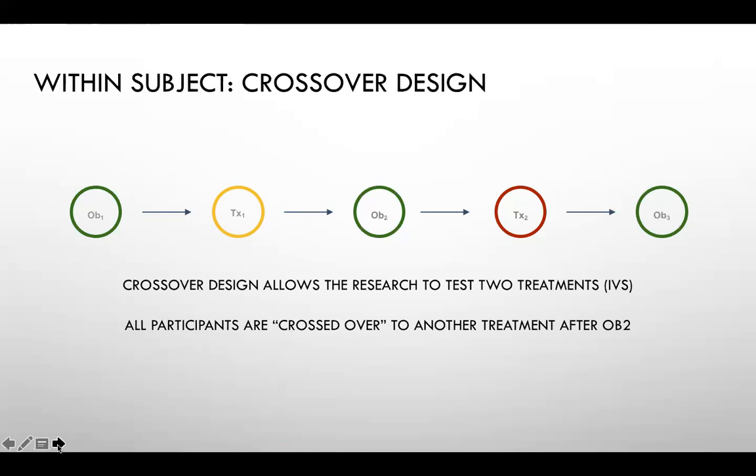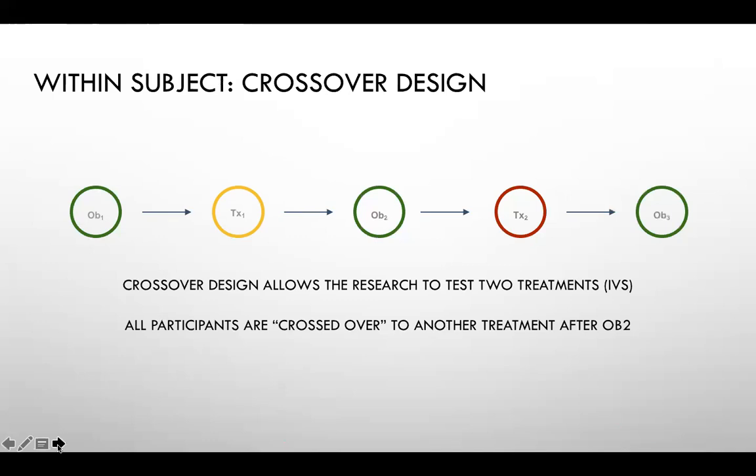So in our example here, you have a sample that is observed in the beginning. They are administered their treatment or their independent variable. They're observed again, and then they're administered the second one, whether or not that's a control or a different treatment, before being observed again. They are usually crossed over in the middle of the treatment.